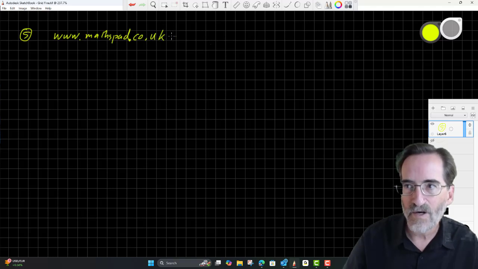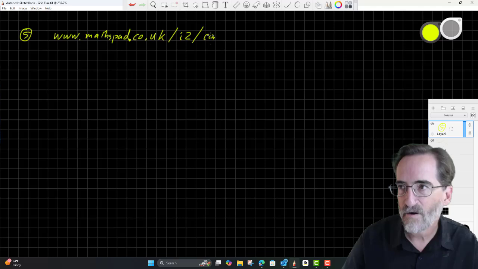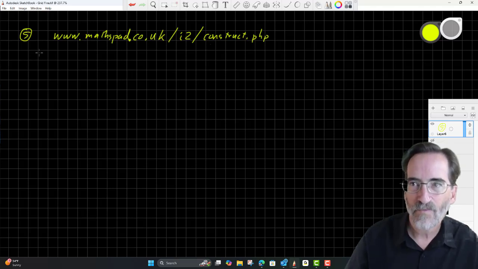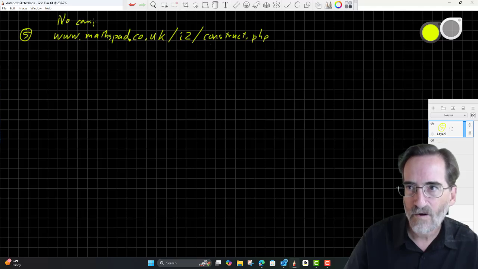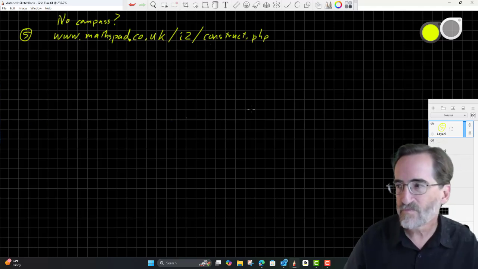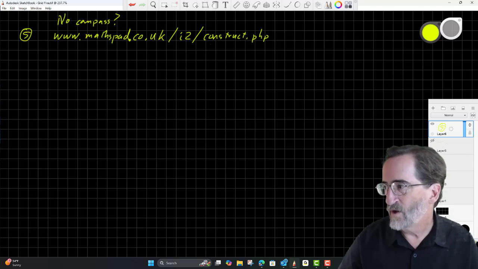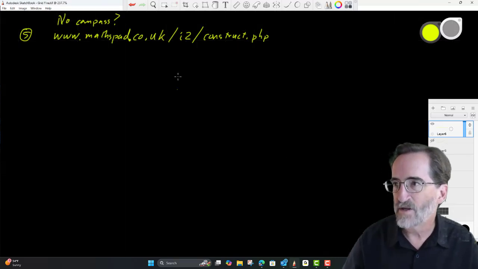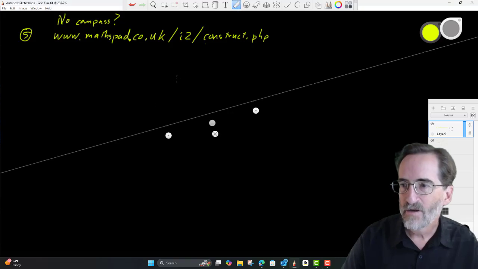www.mathspad.co.uk for United Kingdom /i2/construct.php if you don't have a compass. But I prefer you do it with a compass. Okay? And here are the steps. Okay? I'm going to hide the grid because we shouldn't have lines on our paper for a construction.